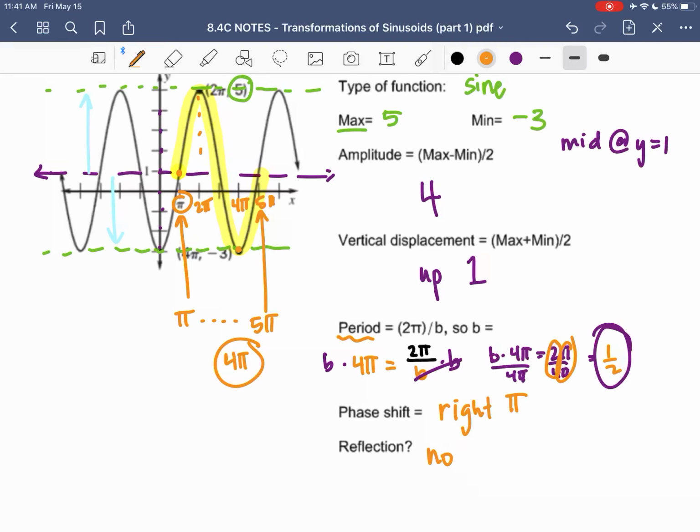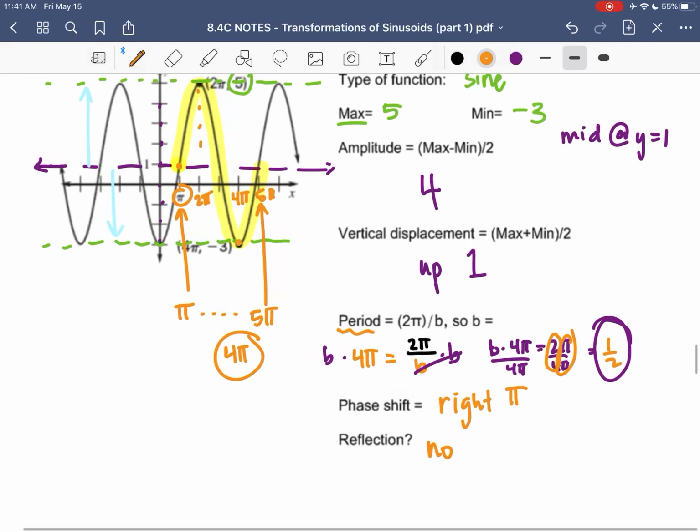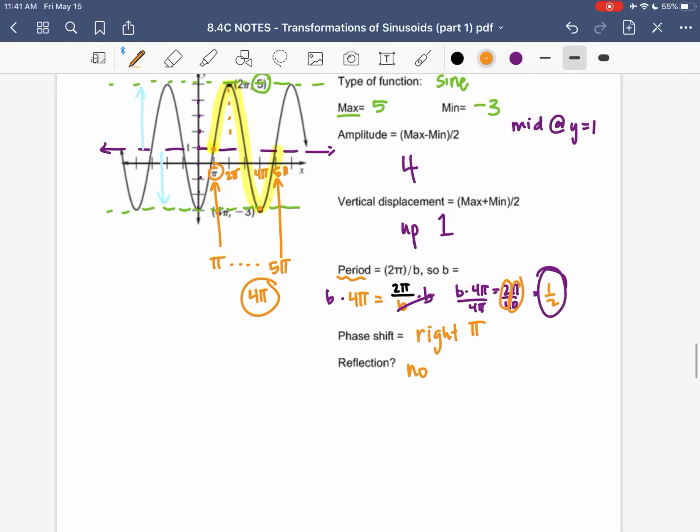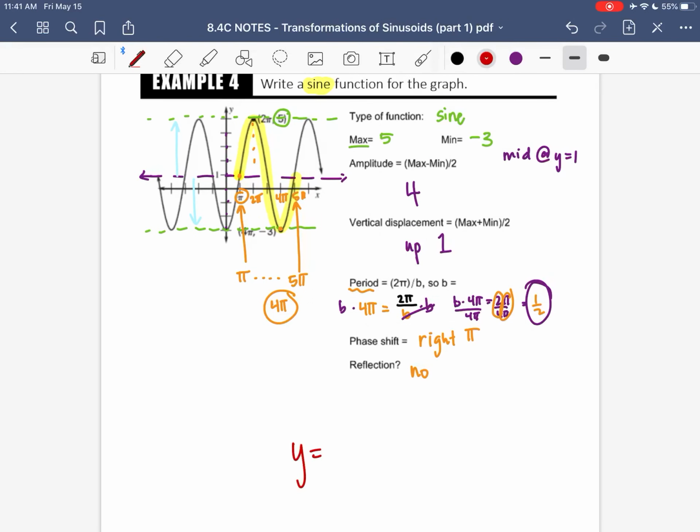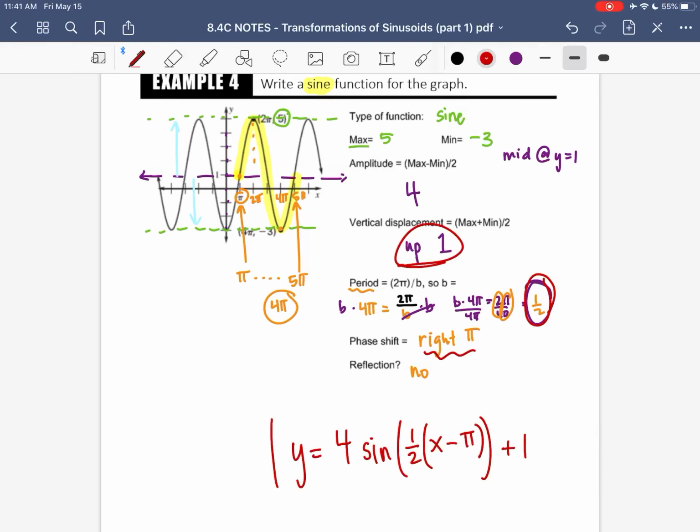Reflection, we don't need a reflection because we start in the middle and go up and then down, so no reflection. So it looks like our final answer is going to be, let's put all of this together. We're going to have y equals, our amplitude we said is 4 and it's not reflected, so just 4. We're doing a sine graph. Okay, we have that 1/2, so 1/2. And we should go right pi, which means we need x minus pi. Put it in just like that. And we need to go up 1, so plus 1. I think we got everything in there.